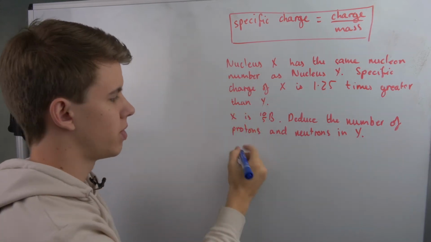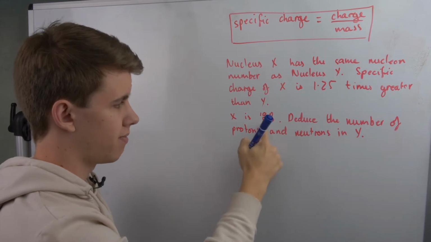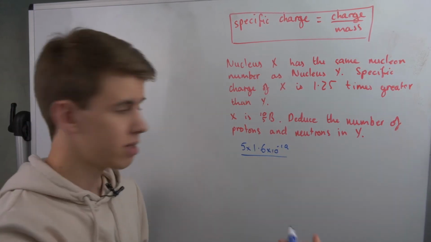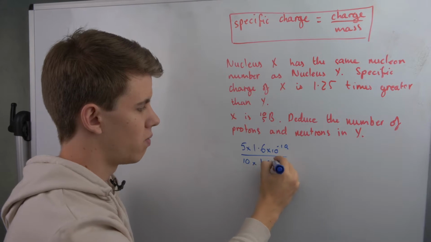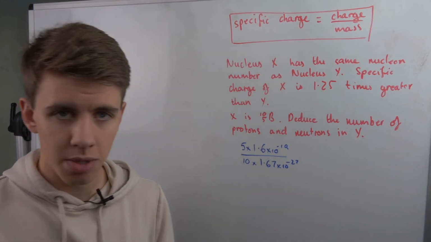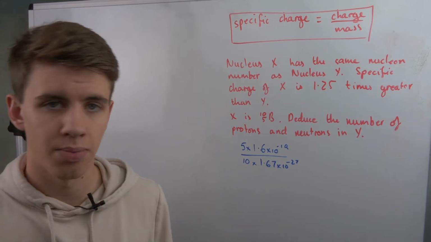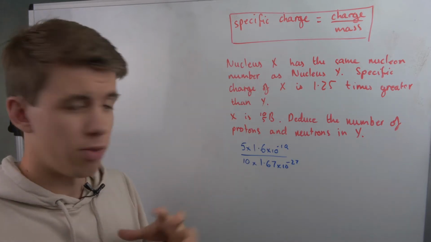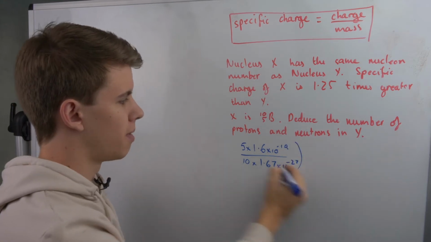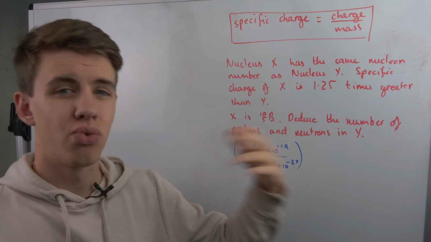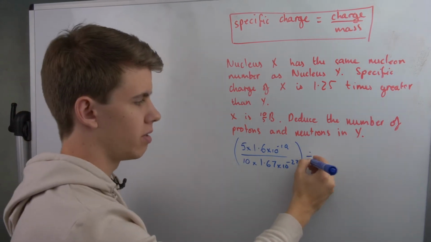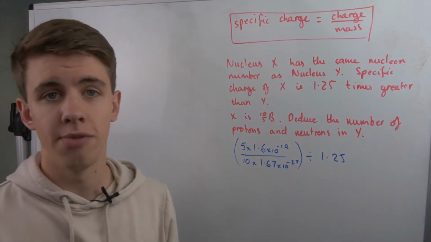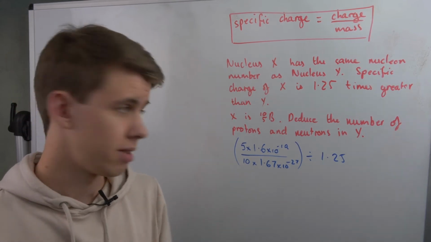So we say that the charge of nucleus X is only coming from the protons. And we know we have 5 protons, so 5 times 1.6 times 10 to the minus 19 divided by the total mass. We know we have 10 nucleons, each with a mass of 1.67 times 10 to the minus 27 kilograms. And this is our specific charge for nucleus X. Then we want the specific charge of nucleus Y in order to work out what the number of protons and neutrons is going to be. So if we take this whole number, given that X is 1.25 times greater than Y, in order to do the opposite, we want to divide this value by 1.25. Once we divide that value, this whole thing, if you put that into a calculator, will give you your value for the specific charge of Y.